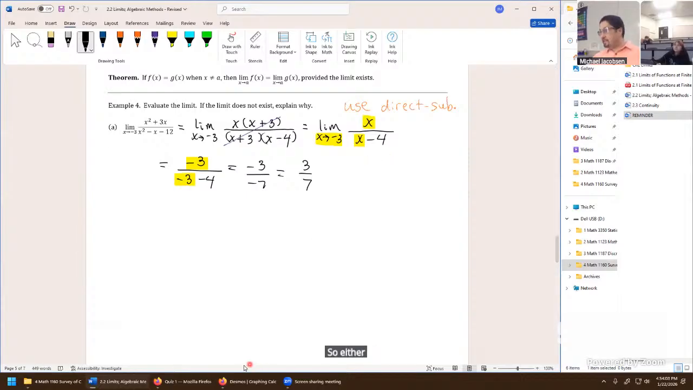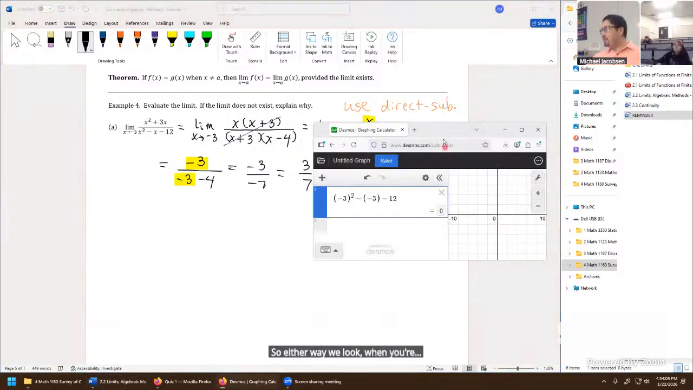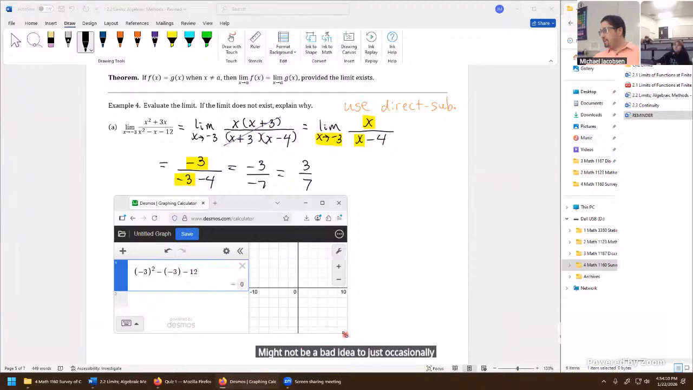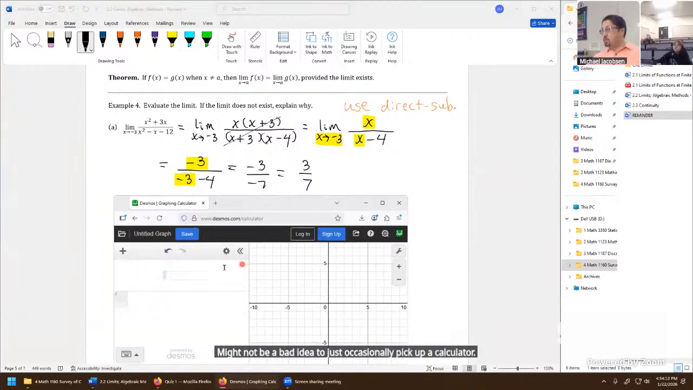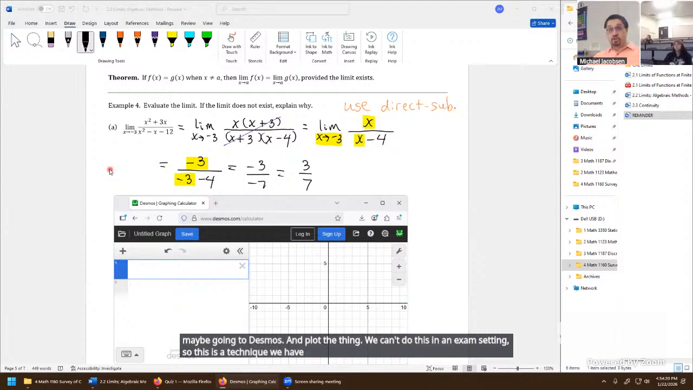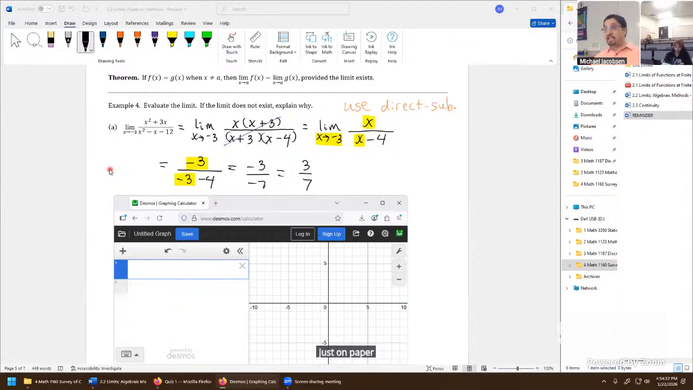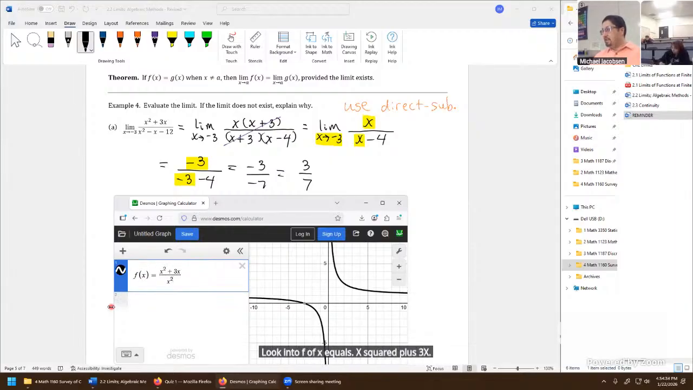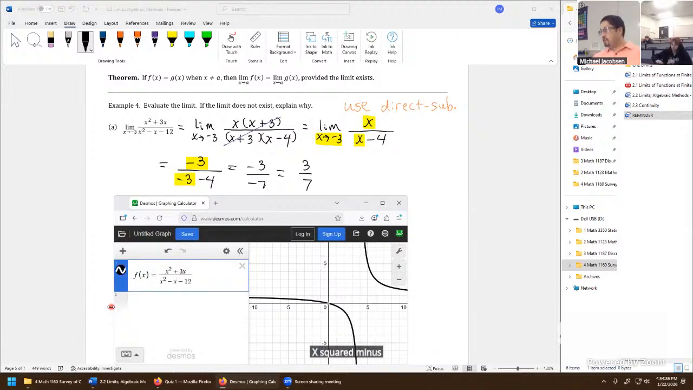So either way we look, when you're learning this stuff for the very first time, it might not be a bad idea to just occasionally pick up a calculator, maybe go into Desmos, and plot the thing. We can't do this in an exam setting, so this is a technique we have to get used to doing just on paper with only a basic scientific calculator to use. But when you're learning this in Desmos, no harm in just saying, look into f of x equals x squared plus 3x over x squared minus x minus 12.